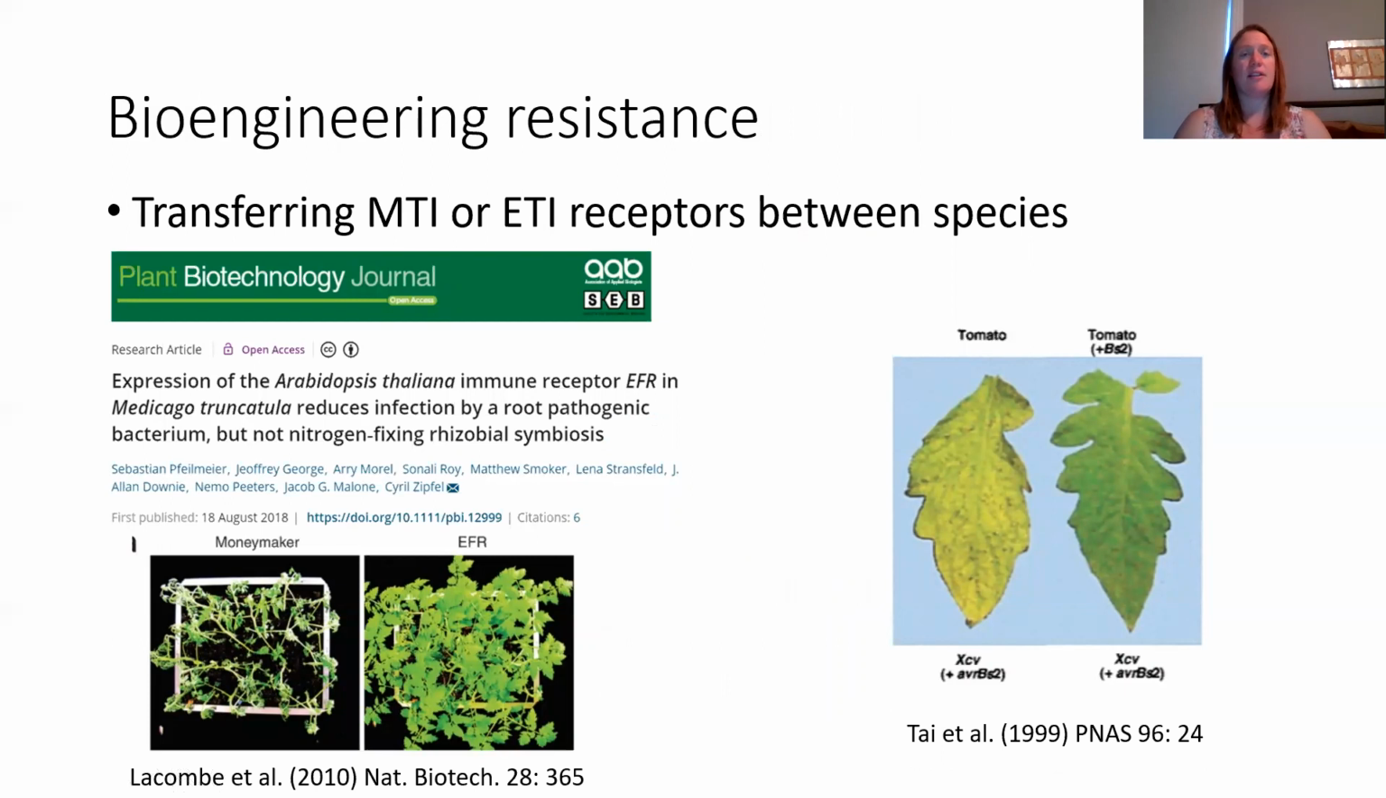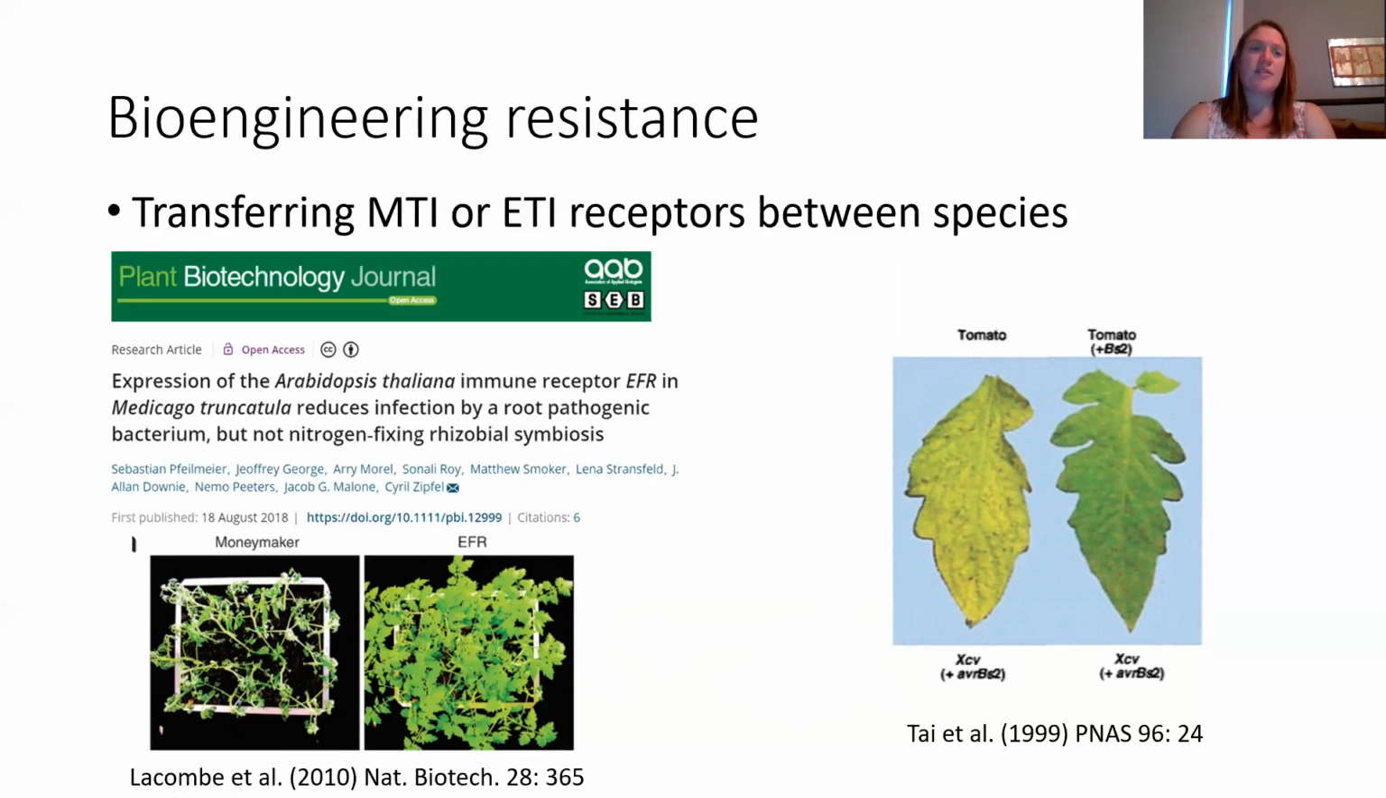We also have mechanisms for, of course, transferring receptors for MTI or ETI between species, as we've learned about. Again, this requires just transgenics, basically cloning the genes out and then producing them in a background that they wouldn't normally exist in. So for example, this is the EFR MAMP-triggered immunity receptor for a bacterial MAMP. It was transferred from Arabidopsis into tomato, and you can see it's produced quite a lot of resistance to this particular bacterial pathogen, which is Ralstonia solanacearum.